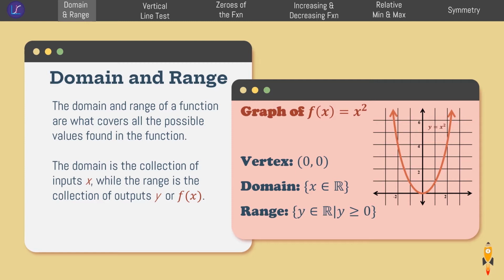For the range, we can see that the graph has a vertex at point (0, 0), and it continues upwards. This means that it covers the part of the y-axis from 0 and up only. Therefore, the range is the set of all possible values of y in R such that y is greater than or equal to 0.